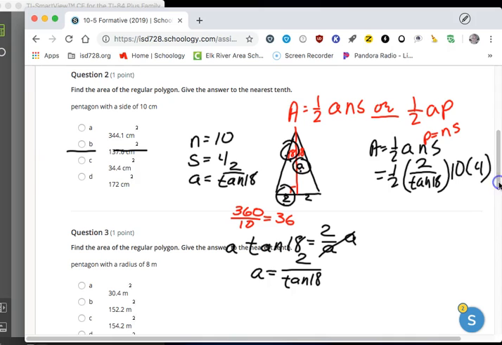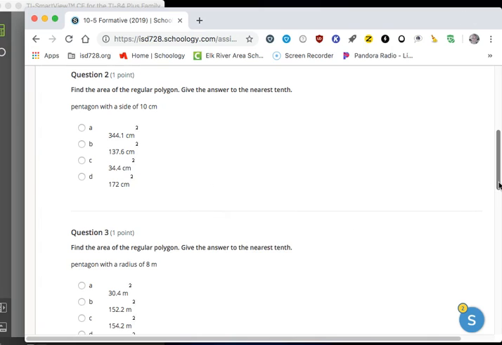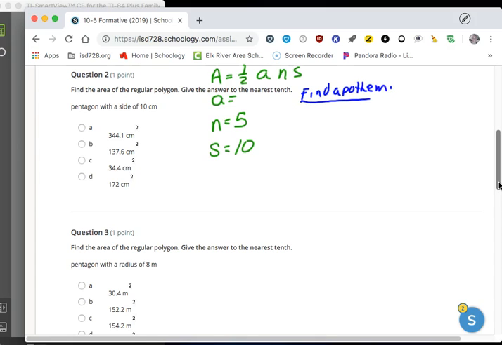Now in question 2, it's a very similar thing. I'm still going to use 1/2 ANS. So my area is equal to 1/2 ANS. I'm going to check to see what I have. I have A, N, and S defined. They say I have a regular pentagon with side length of 10. Well, a pentagon is a 5-sided figure. So S is 10, and it looks like I've got to find my A. Now remember, again, every one of these, I've got to make sure I'm finding the apothem. That's the one I'm looking for. When I'm given a side, I've got to find the apothem.